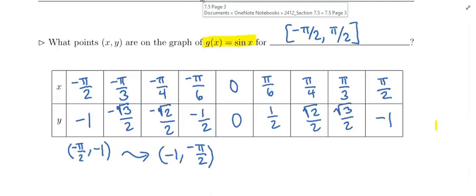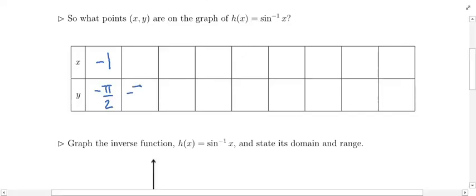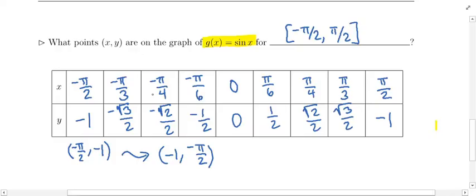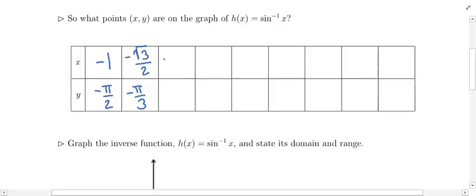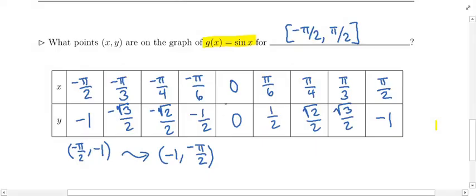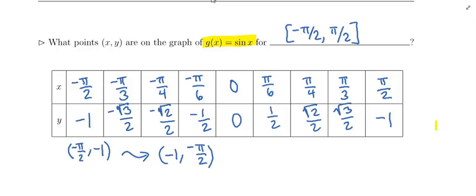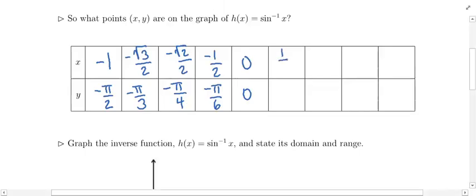Let's do it for negative pi over 3. So that will become the angle, and then the x coordinate will be negative square root of 3 over 2. And then I just keep doing this. I'm switching. It's going to take a minute to fill all of this in. You just keep going back and forth, switching the x and y values.